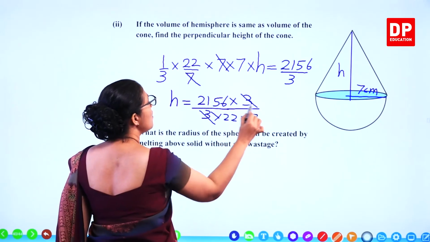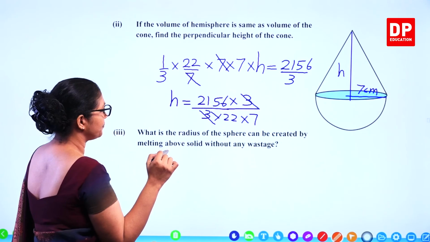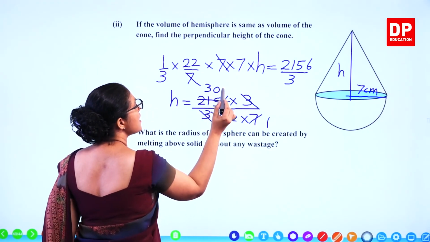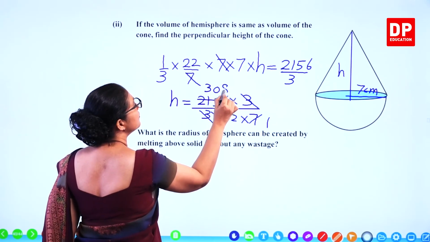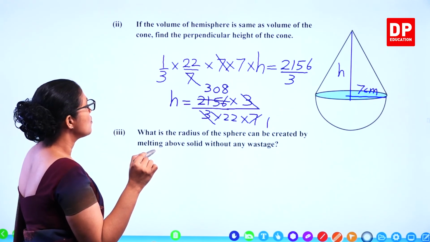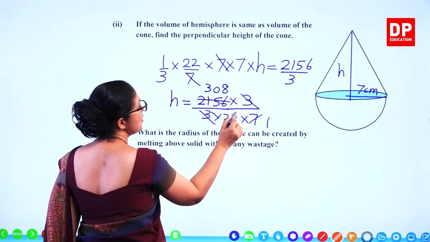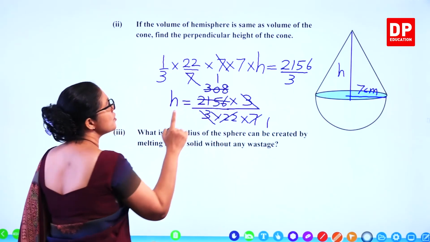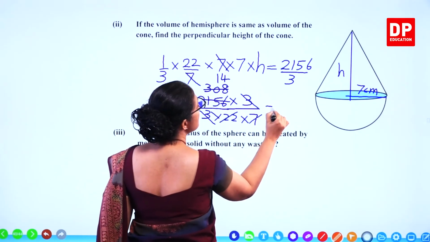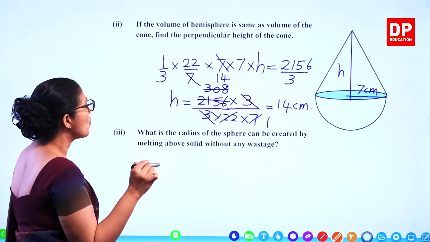3 gets cancelled out. Can we divide by 7? 7 times 1, 7 times 3, 7 times 8, 56. Now divide by 22. So how many? 22 times 1, 22. For 88, that's 4. So 14 centimeters is the perpendicular height of the cone.